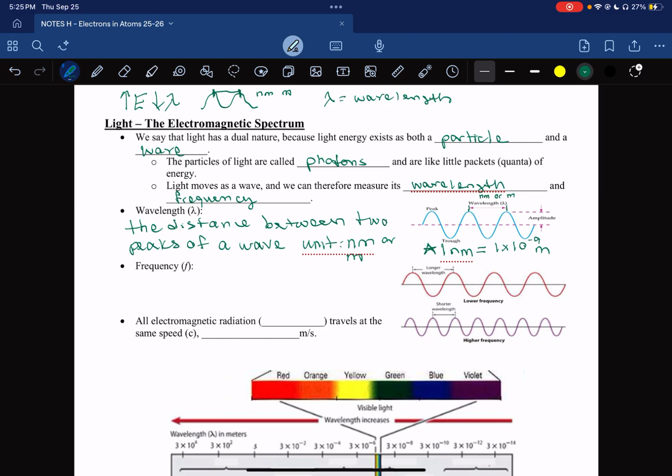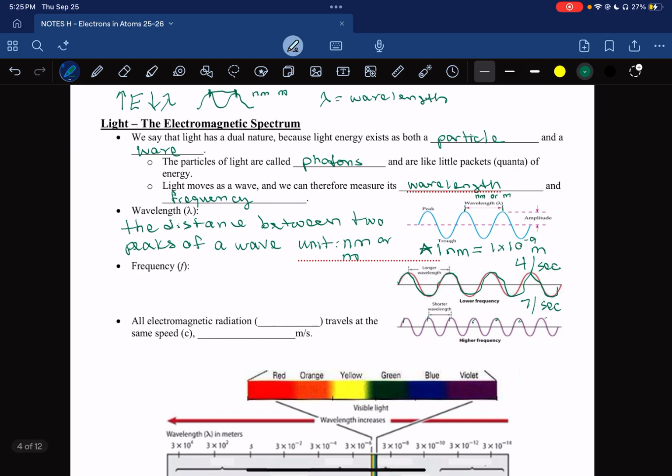Now let's talk about frequency. In this top picture, we have a wave that goes over 1, 2, 3, 4 times. So we have four complete waves here. Frequency is basically the number of waves per second. This one has four per second, and the one down here has 1, 2, 3, 4, 5, 6, 7 per second.